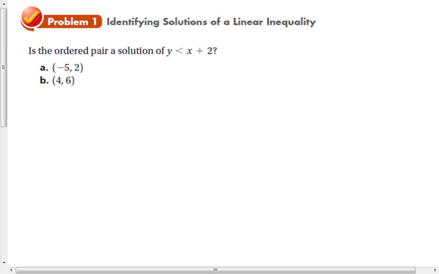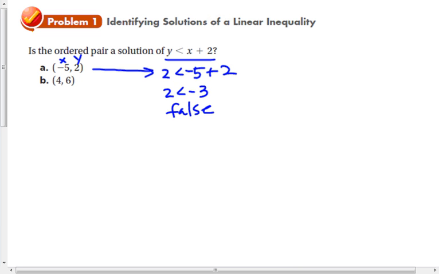All right, first thing we have to realize is how to identify solutions of a linear inequality. Since there's two variables, you could think of this as coordinates on a coordinate grid. If we substitute both values in for x and y, it has to be true. So let's check this first one. In this one, x is -5, y is 2. If we put that in this equation, we get 2 is less than -5 plus 2. If I simplify that, I get 2 is less than -3, and that's a false statement. So, is this an ordered pair solution?